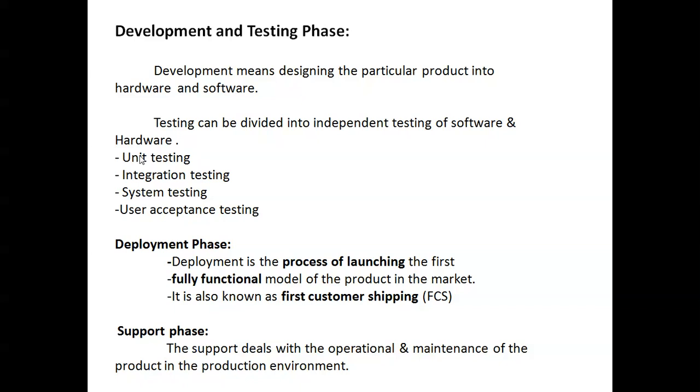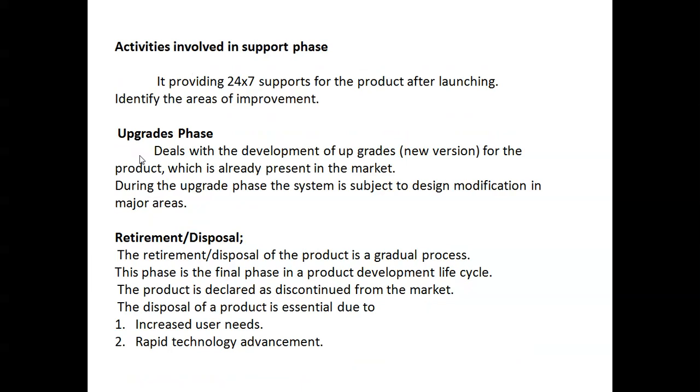And next one is support phase. Support deals with operation and maintenance of the product in the production environment. Then the activity involved in the support phase: Airtel and all the mobile communication companies, even the products they are selling, have a customer care number and provide 24/7 support to all areas. And after product launching, they identify problem areas and improve the product quality with their feedback.